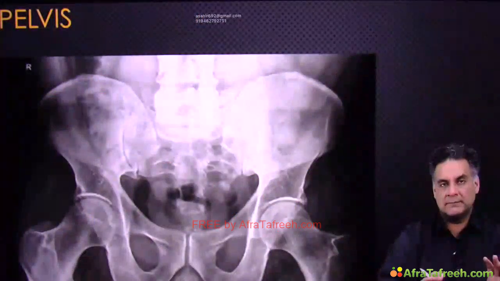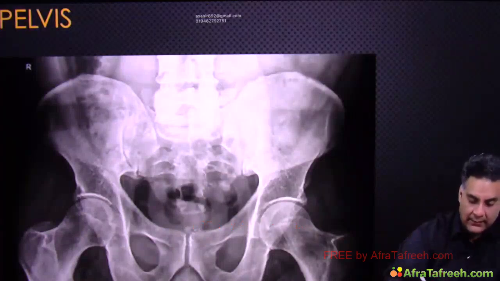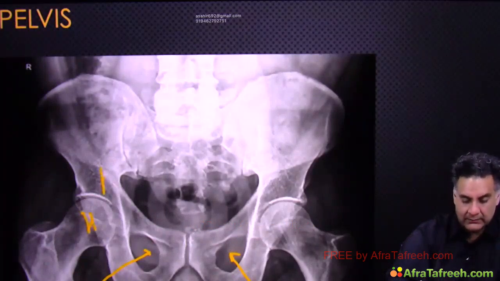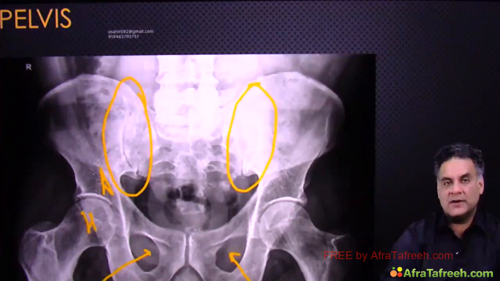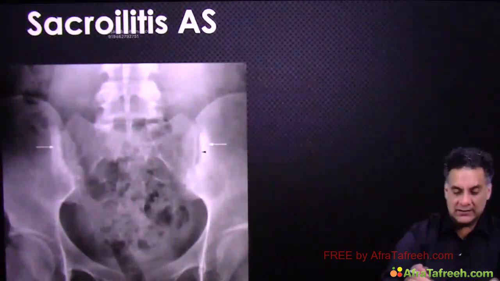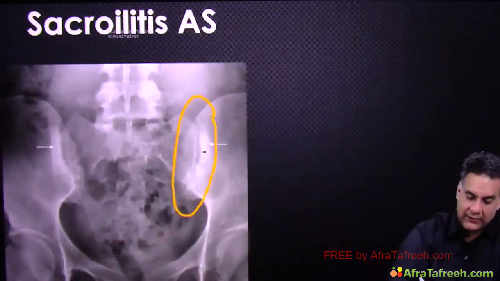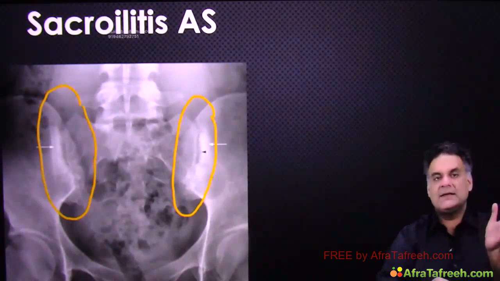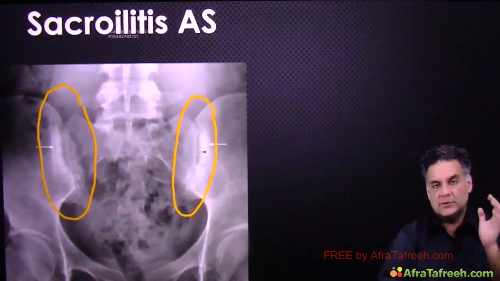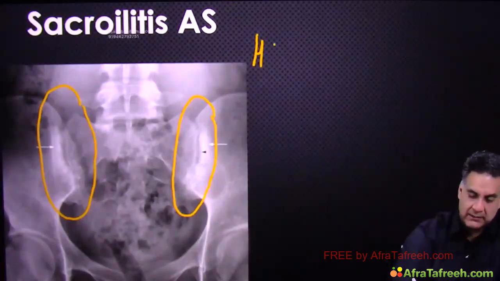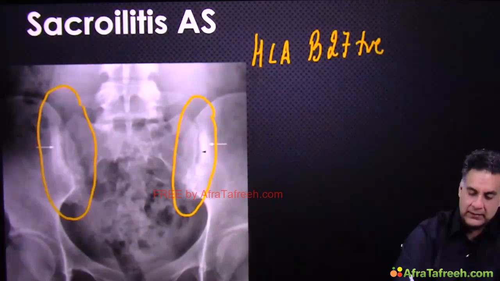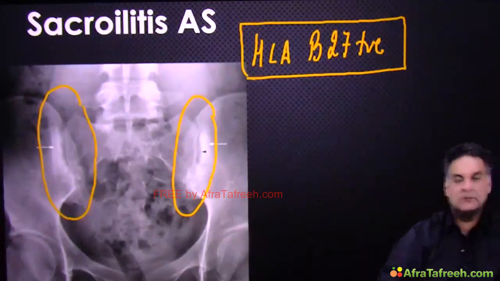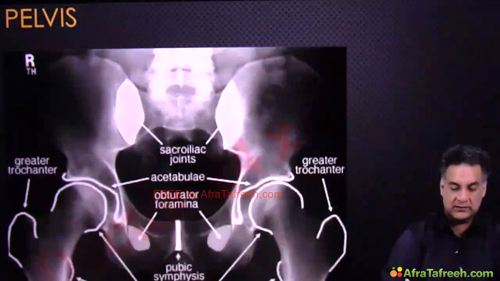Coming to the pelvis. Pelvis, remember the obturator foramen. Remember the head with the acetabulum. But most importantly, remember the sacroiliac area. This SI joint, when it's inflamed, is called sacroiliitis. You will have a young man, low backache, reduced chest expansion, HLA B27 positive. Your answer is going to be ankylosing spondylitis. This is what you should remember. This is the SI joint.